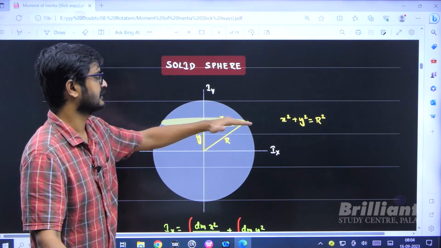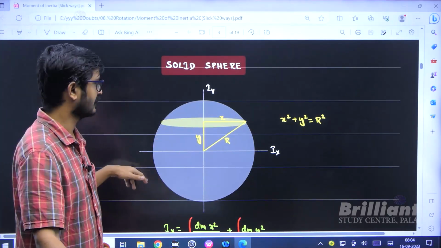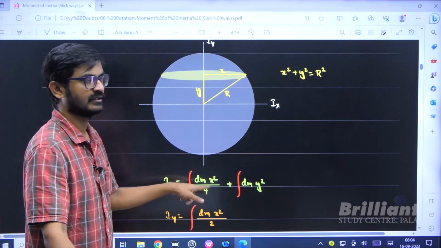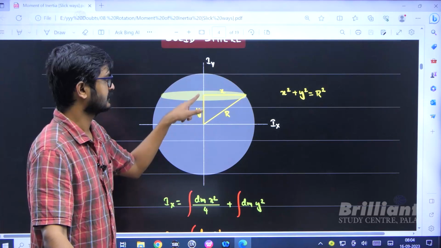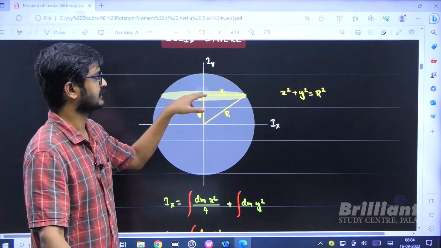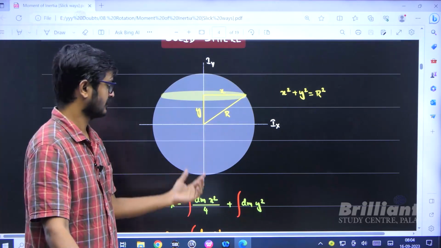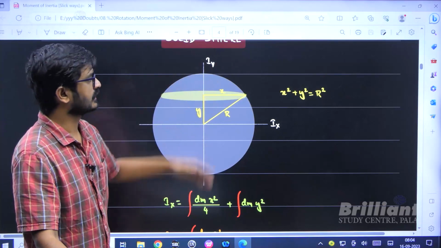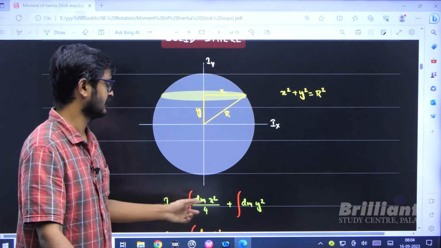Moment of inertia of the disk about the diameter is going to be mr square by 4, that is mx square by 4, and by using the parallel axis theorem, plus my square. So that is the moment of inertia of the disk about x axis: moment of inertia about the diameter plus the parallel axis theorem term. Now if I want to find the total sphere's moment of inertia, I should integrate it.